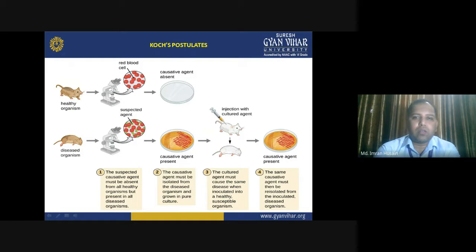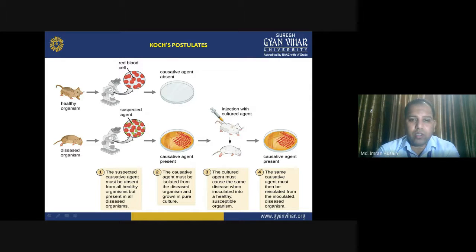So here is the Koch's postulates diagram. The first thing you can see here: the suspected causative agent must be absent from all healthy organisms but present in diseased animals. Here you can see a healthy organism whose blood is being examined under the microscope and then cultured in a petri plate. Then the diseased organism, which is not at all active, has its blood inspected under the microscope and cultured in a petri plate, and you can see the causative agent present.